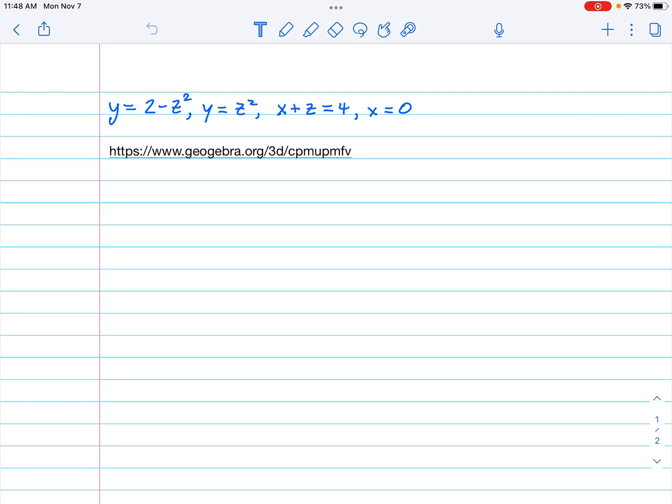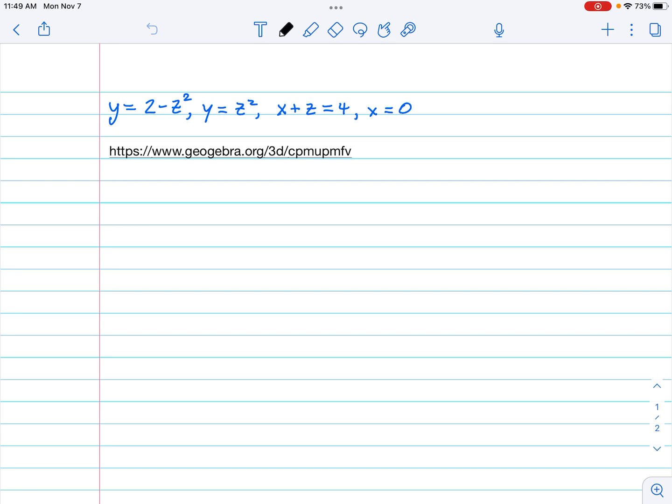I want to work through an example now of how we can use triple integrals to find the volume of an enclosed solid. In this case, a solid bounded by these surfaces: y equals 2 minus z squared, y equals z squared, x plus z equals 4, and x equals 0. First of all, notice I've got y equals 2 minus z squared and y equals z squared together.